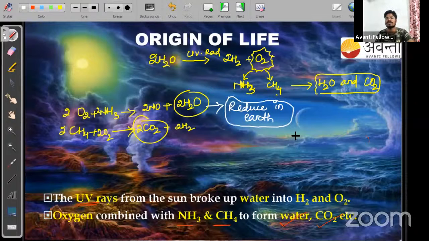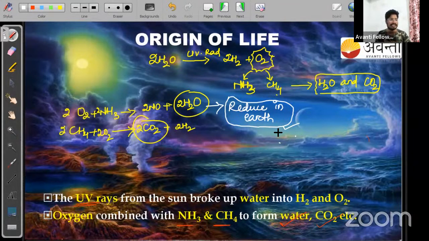Is that clear to everybody? Right. So this is how things are happening. I hope this is clear to everyone, and I am moving to the next slide now. Right? Okay. Initially what happened? The water molecule which was present in the vapor form reacted with the UV radiation, and in the presence of UV radiation it divided into 2H2 and O2.